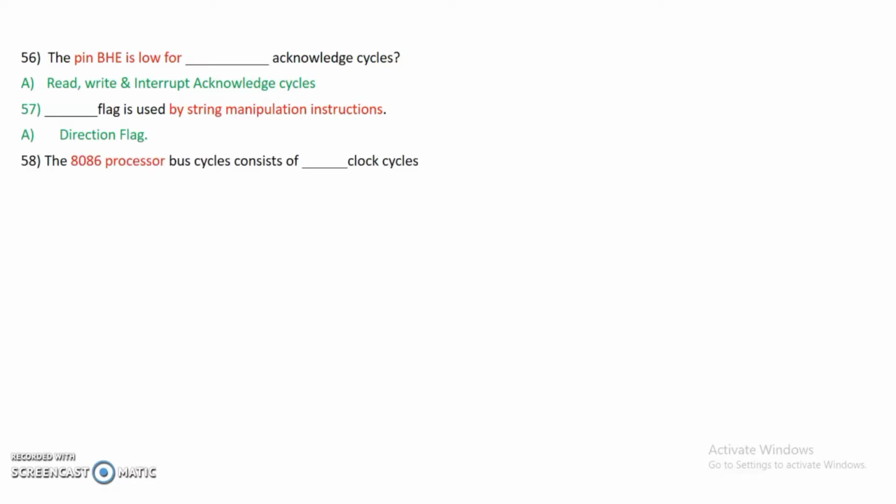Bit number 58. The 8086 processor bus cycles consist of dash clock cycles. The answer will be 4. So the bus cycles of 8086 consist of 4 clock cycles. Bit number 59. In 8086, the reset signal must be high for at least dash cycles. The answer will be 4. Only if the reset signal is high for 4 cycles will the microprocessor get reset, or else it will not get reset.